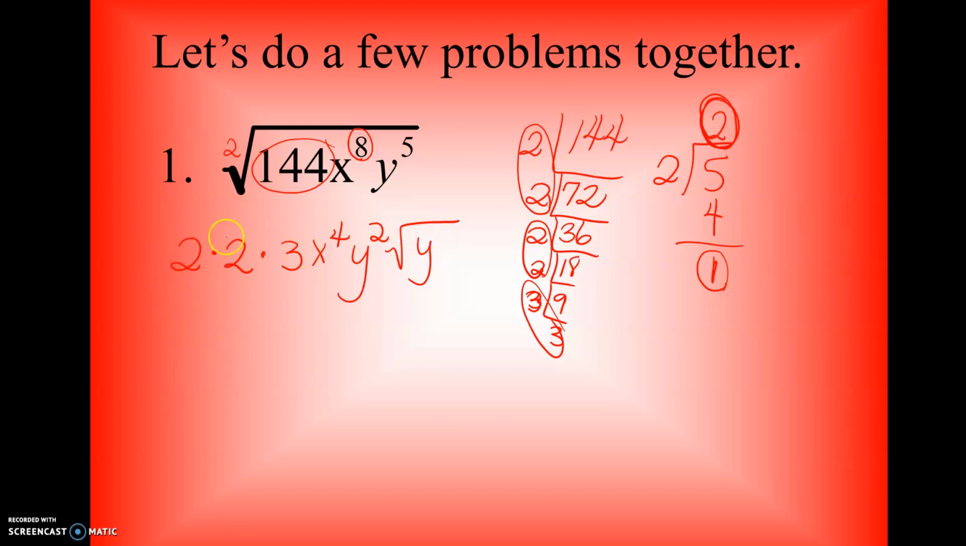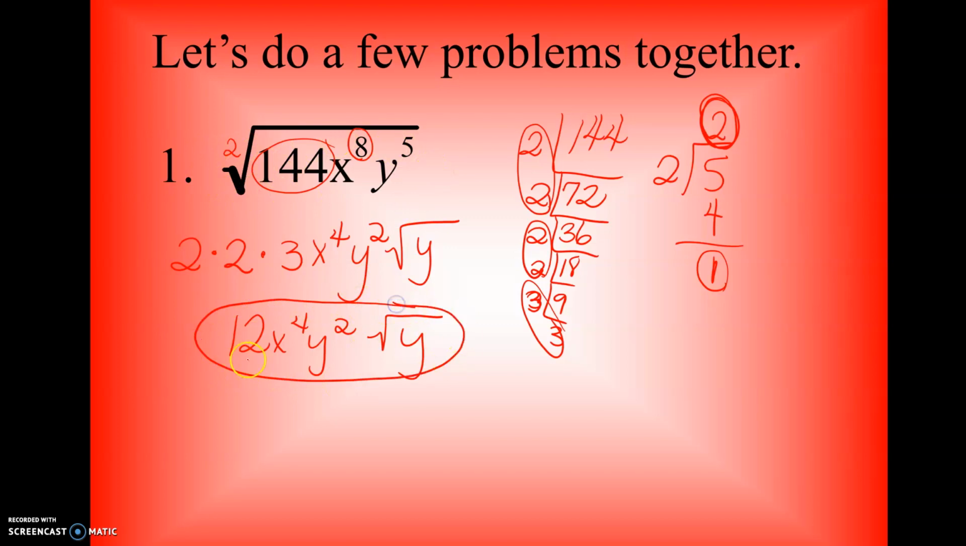And then I would want to go ahead and multiply that, so I would get 12 x to the 4th y squared square root of y, and your index or your radical should look the same as the original radical if there's anything left over. So these all went out as pairs, this was left over, so that's why it's underneath the radical.